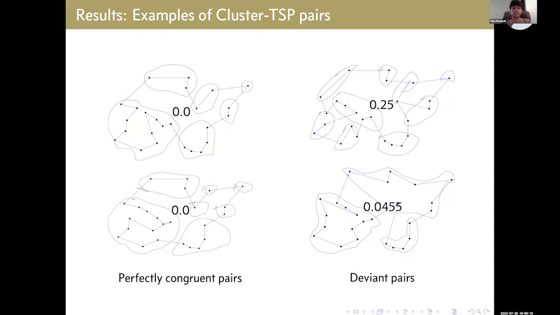We took the TSP solutions of participants and overlaid their own clustering of the same stimulus on top of it. And then we put the metric in the middle of the diagram. On the left, you see perfectly congruent pairs, which means that the TSP solution only enters and exits each cluster once. This is very good evidence that participants are clustering. And then for certain items, we see deviant pairs, which means that the participants enter or exit each cluster more than twice.